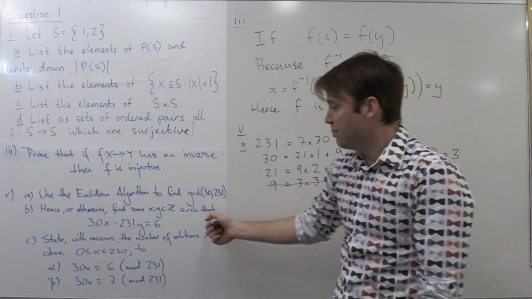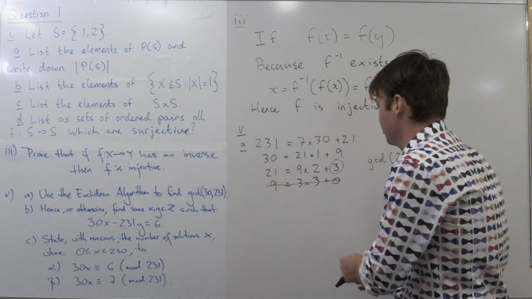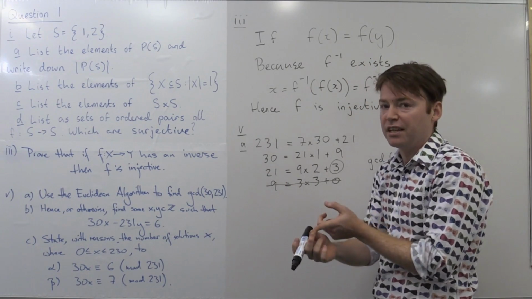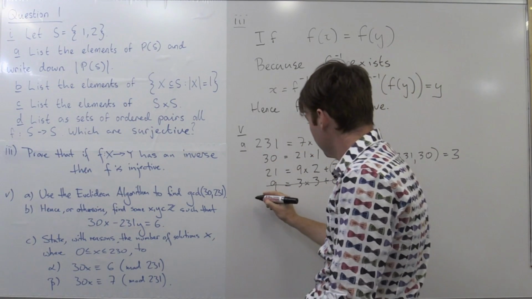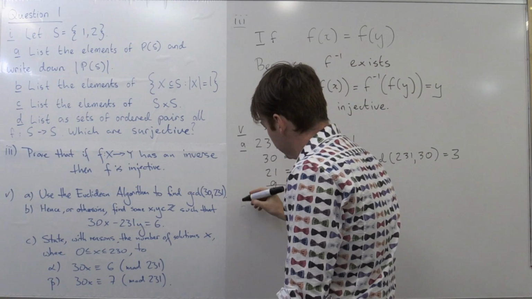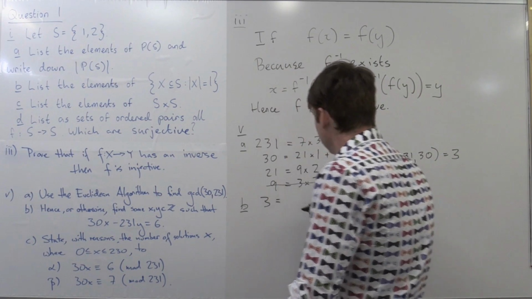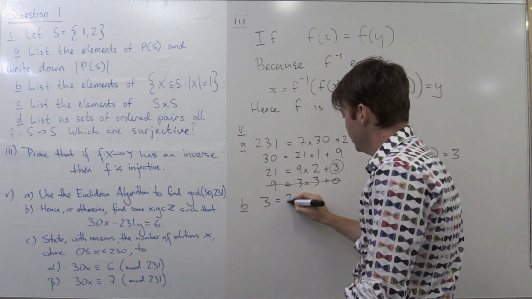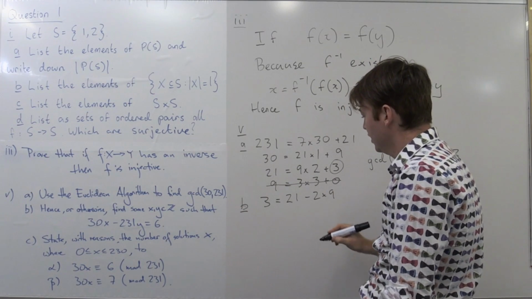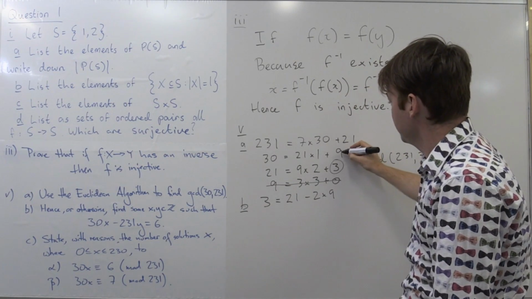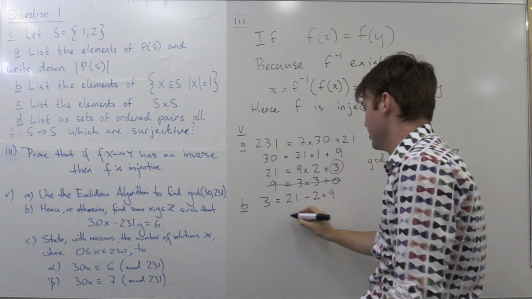Okay. For part B, I need to go find some x's and y's. So now I'll use the extended Euclidean algorithm. First of all, I'll express 3 as a combination of 231 and 30. So I'll start off with my, this is part B now, 3. 3 is equal to 21 minus 2 times 9. And what I'm going to do is slowly reverse these steps. I'll now use this line to eliminate the 9.